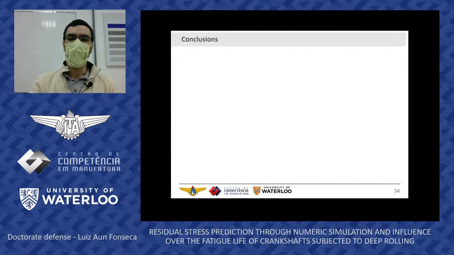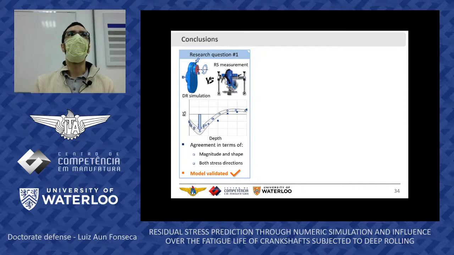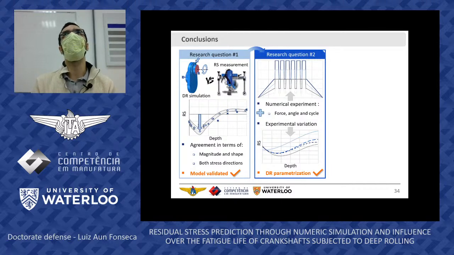Okay, so for the conclusions, I guess we can bring back the first research question, where we simulated the deep rolling process and validated such simulation with residual stress measurements, which show that we have good agreement between curves in both stress directions, in both magnitude and shape. So the model was considered validated at this stage, and it was extensively used for the second research question, where we varied the experimental with a numerical experiment using different deep rolling parameters, and selected one, in this case rolling force, for an experimental variation, where we could, by the end, do a complete deep rolling parameterization to get a holistic feeling on how the parameters are changing this process.